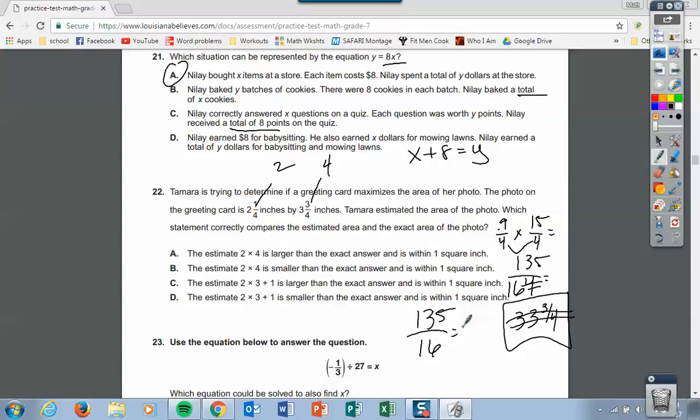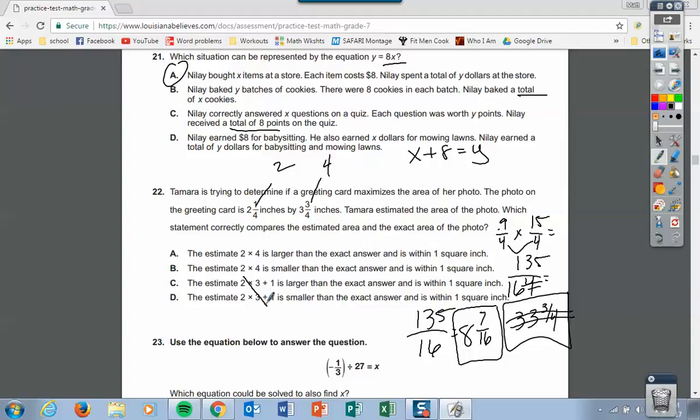Let's see here. 8 times 10 is 80. 8 times 6 is 48. 80 plus 48 is 128, which means that there's 7/16 left over. That's the exact value. If I multiply this estimate 2 by the estimate 4, I'm going to get 8. So the exact value is greater than the estimate.